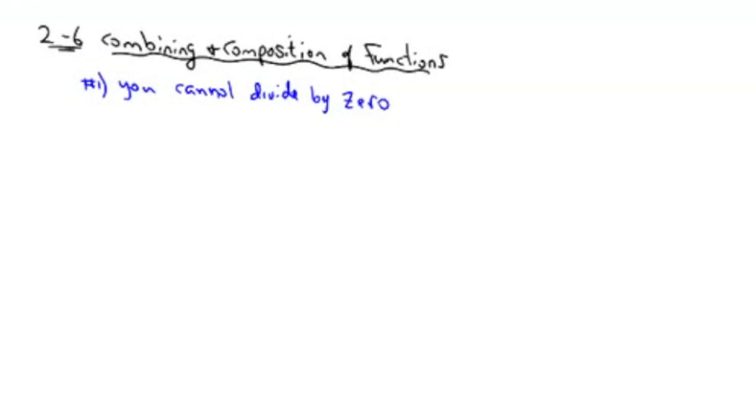But these things are going to be like 5/(x plus 2). And you're not going to be thinking, when is the bottom going to equal 0? And you really need to. The second thing that you don't usually think about: you cannot take the square root of a negative number.